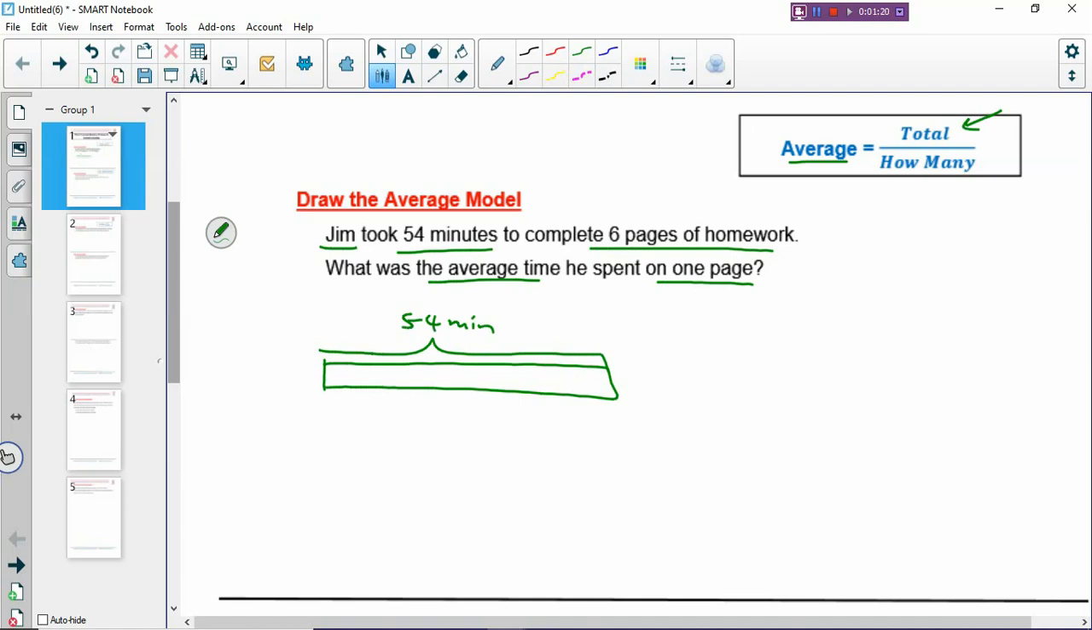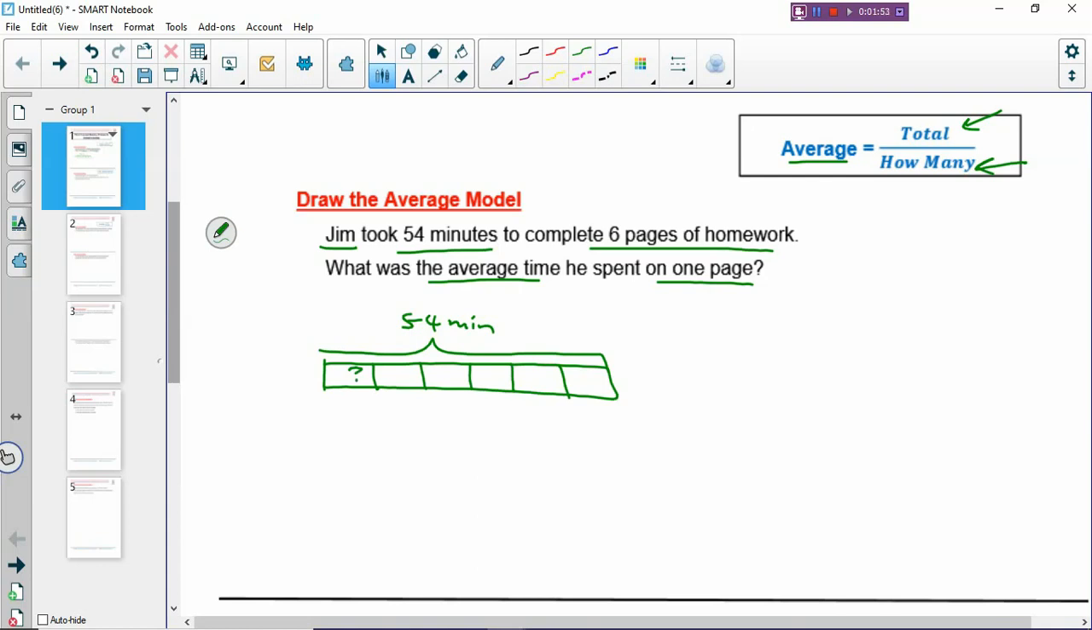And how many pages did he complete? He completed 6 pages, so you cut into 6 boxes. That is your how many. There are 6 pages, so I cut into 6 boxes. What was the average time spent on one page? The question mark is to find the time taken to read one page, and that is called average. Average means that you take the same amount of time to read every single page.